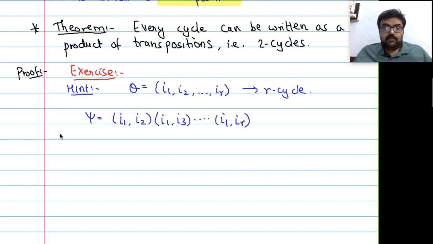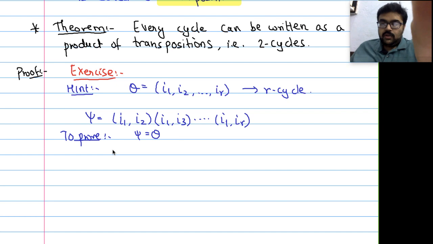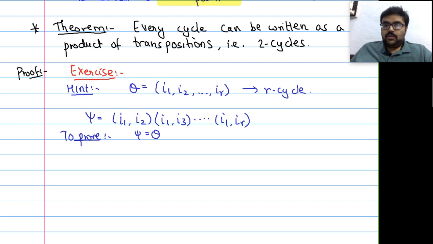Now what do you have to show to prove? Psi equals theta. On one side, psi is the product of all the 2-cycles, and theta is this r-cycle, and we have to show that they are the same. So how do we show that? We have to consider cases again. The first case: k equals i1 to i(r-1). I am giving you almost the proof, not just the hint.